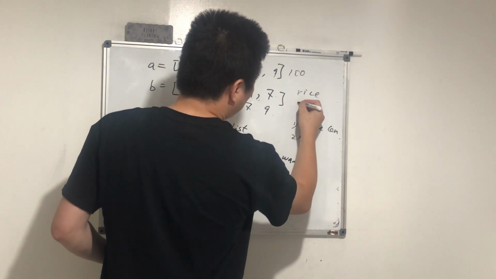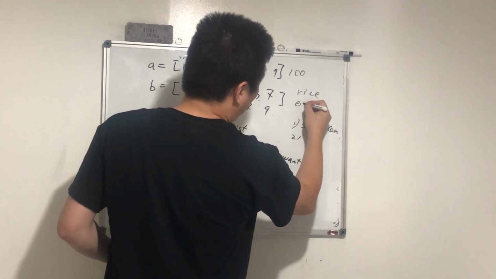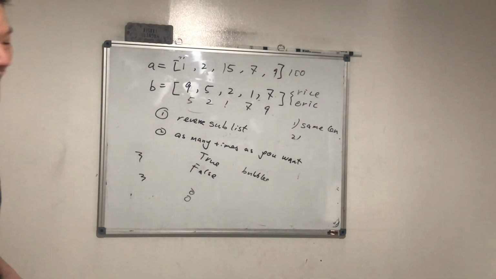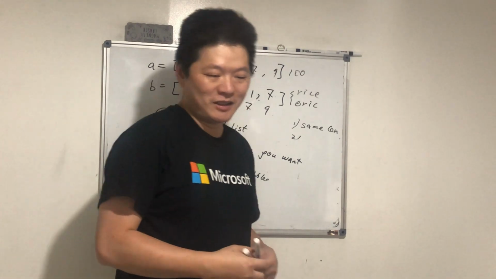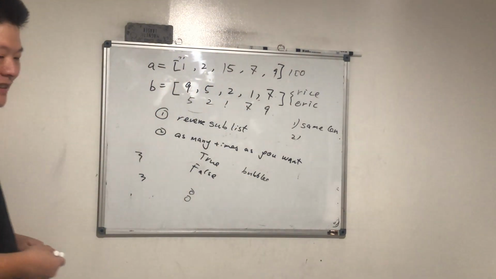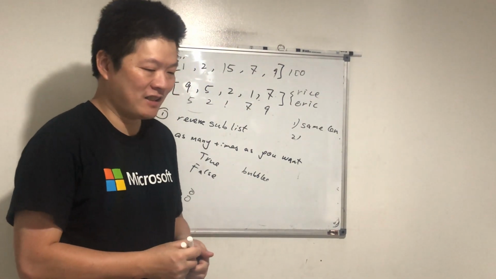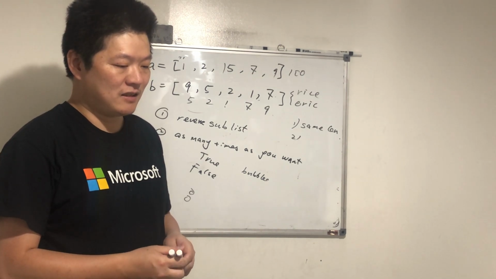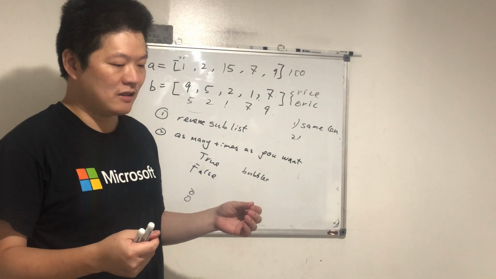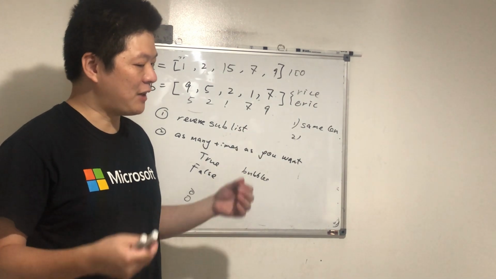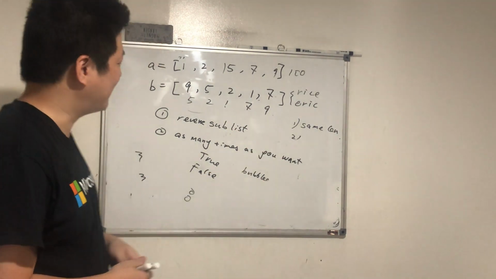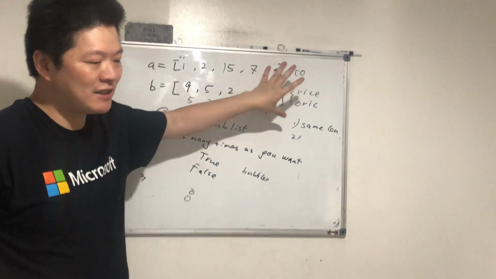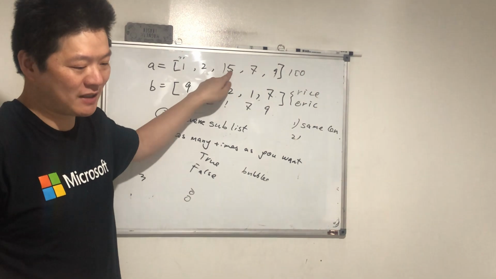Rice, Eric. Okay, so anagram. What's an anagram? It's when you have the same characters in each word, with the same frequency for each character. So basically we're checking for sameness. The length needs to be the same, and each number needs to appear the same number of times.